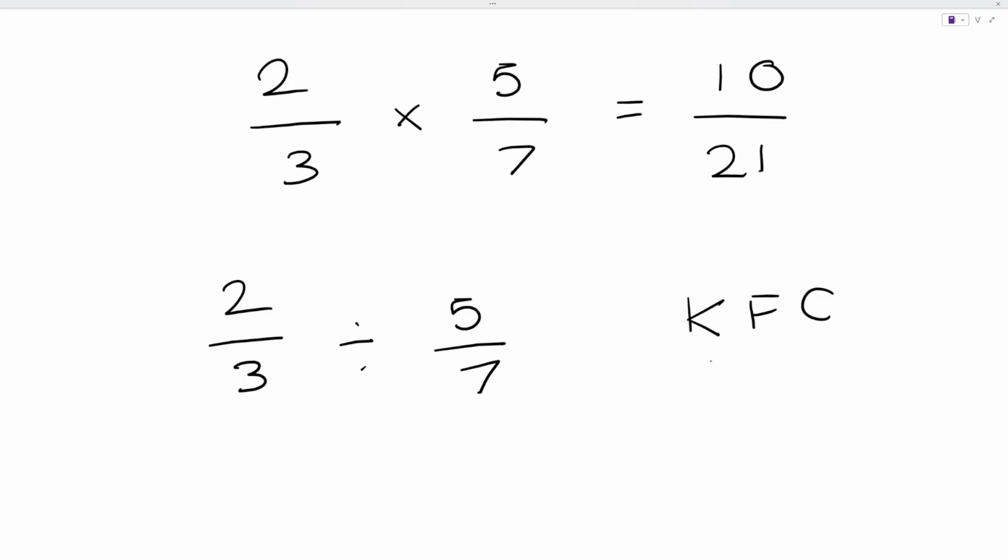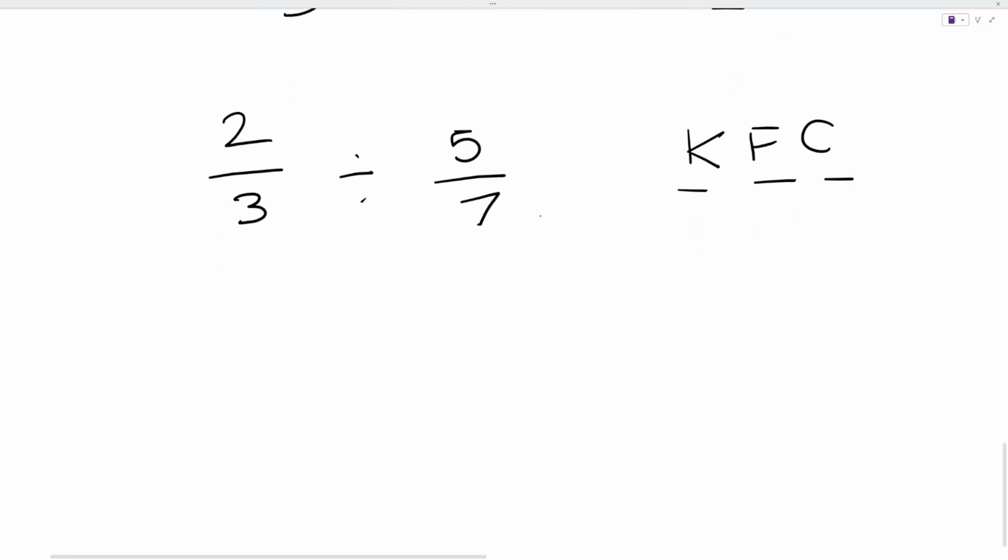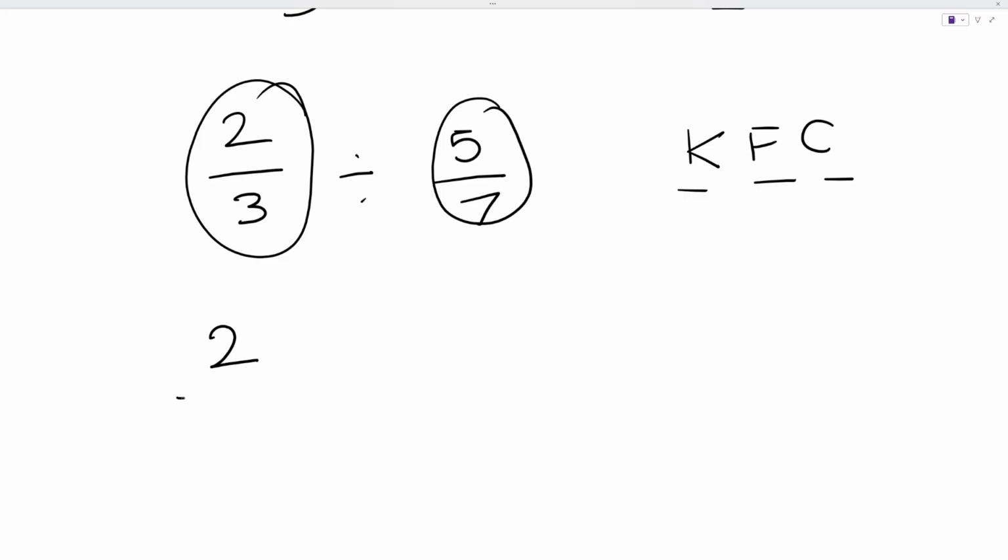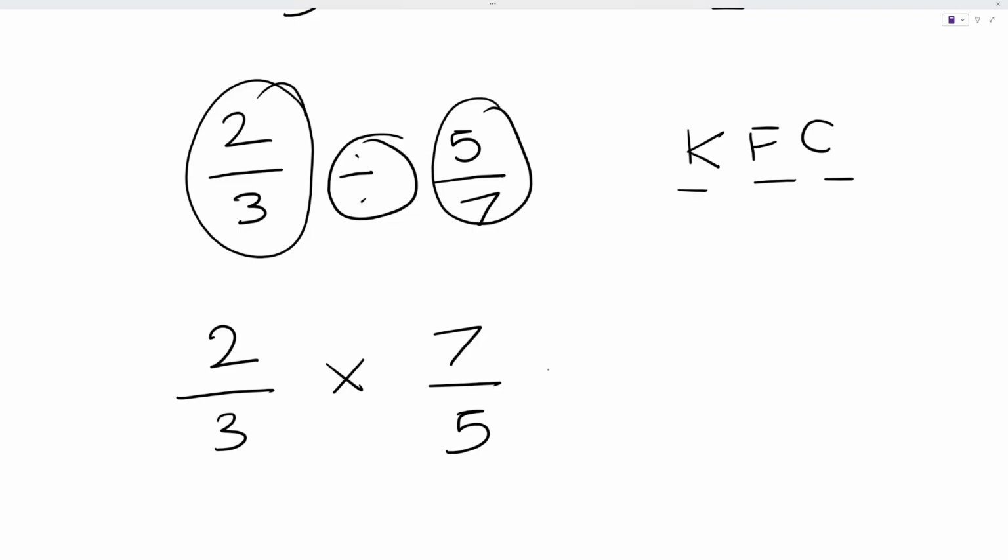KFC just stands for keep, flip, change. Now, what this means is that you keep the first fraction exactly the same. You would flip the second fraction, so we would have 2 over 3, and then 7 over 5, because we flipped the fraction, and then you change the sign. So instead of division, you now change it to the multiplication sign, and you do the same thing again. So now you'd have 2 times 7, or 14 over 15. And this is how you divide a fraction.